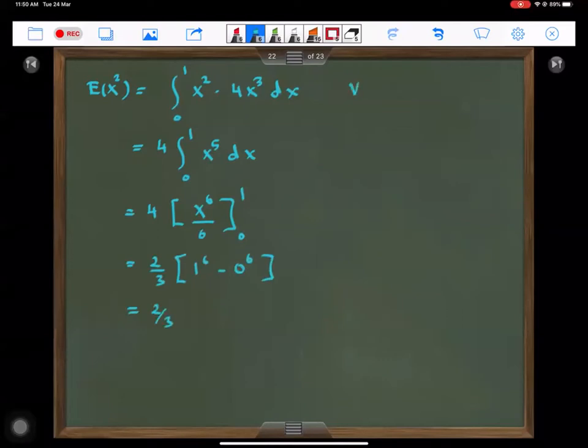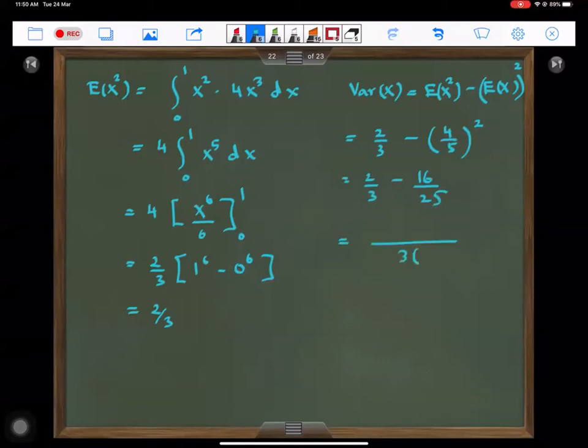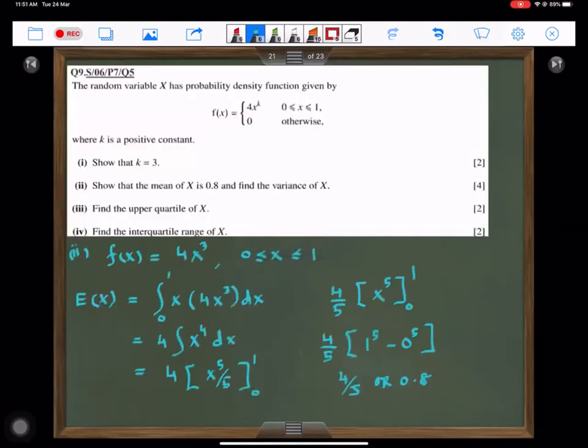Last, the variance of x. That is the expectation of x squared minus the square of the expectation of x. The expectation of x is 0.8 and this is 2/3. So 2/3 minus (4/5) squared. That is 2/3 minus 16 over 25. The common denominator is 75. 25 into 2 is 50. 3 into 16 is 48. That comes out to be 2 over 75. Or, of course, you can write the answer in decimals. That is the variance of x.